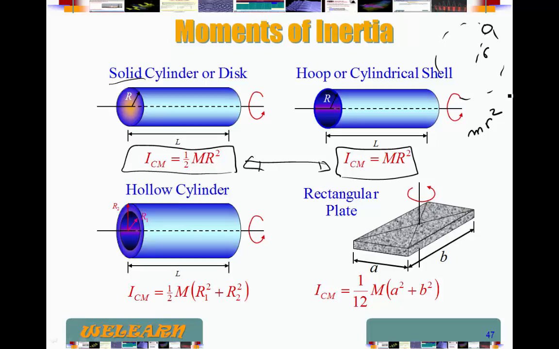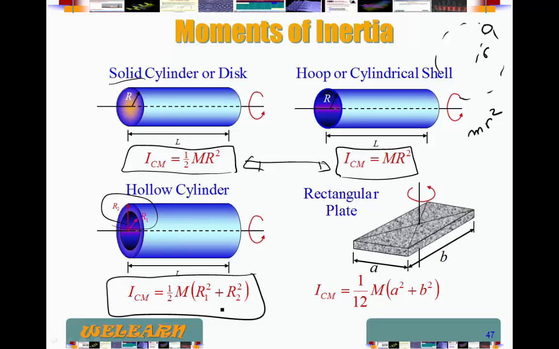Now, what if the mass is not fully distributed a distance r away? What if it is distributed between a distance r2 and r1, like here? Then it gets a little more tricky. It's 1/2 of m (r1 squared plus r2 squared). Okay, in here, for this particular course, I'm just showing you these so you can see the complexity of how we get moment of inertia.